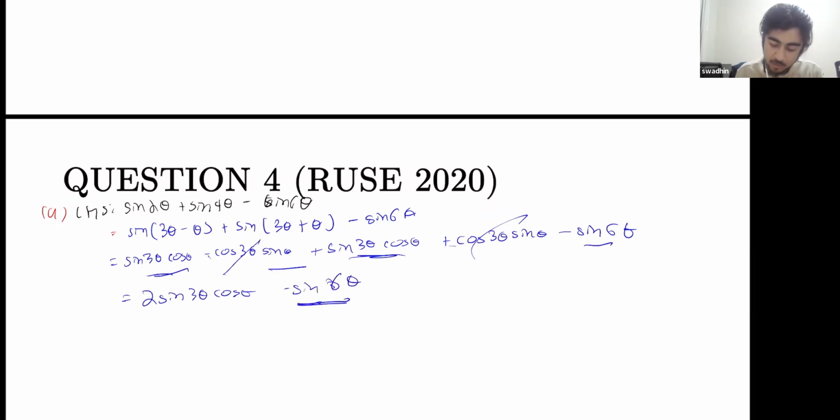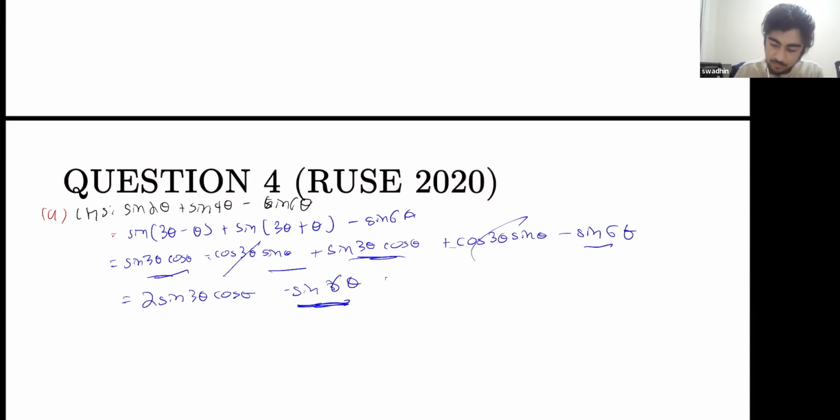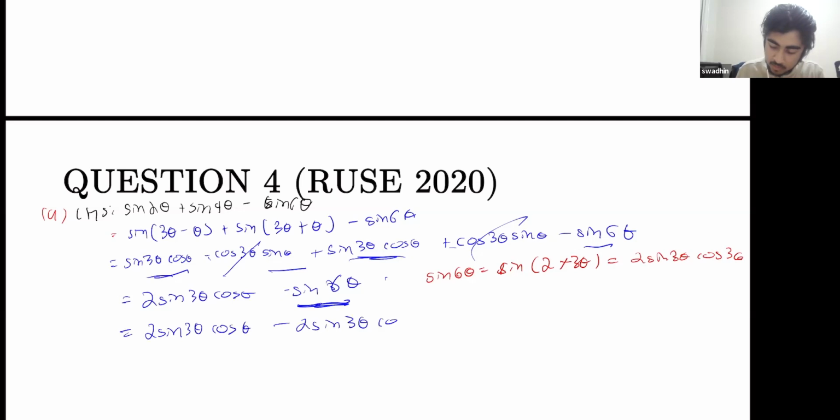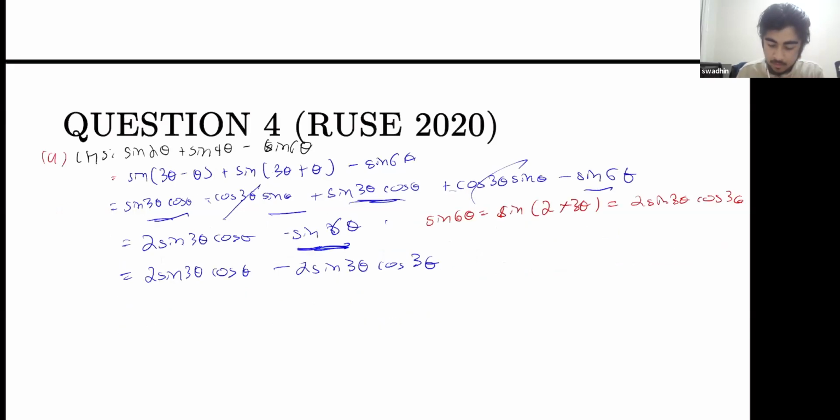Now we can use the double angle property on this one. We know that sine 6 theta is just equal to sine 2 times 3 theta, which is going to be 2 sine 3 theta cosine 3 theta. So we have 2 sine 3 theta cos theta minus 2 sine 3 theta cosine 3 theta. We can factor out the 2 sine 3 theta and put cosine of theta and minus cosine of 3 theta in the brackets.